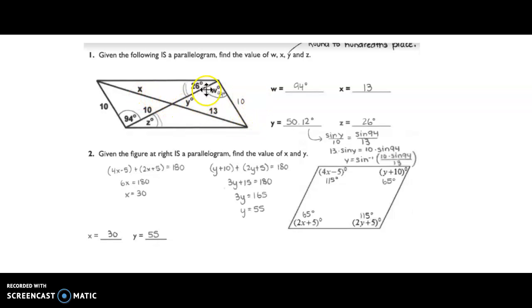And for Y, it looks like using 13 and 94, we use the law of sines. Because this side is 10, this right side has got to be 10. And so sine of Y over 10 is equal to sine of 94 over 13. So incorporating the law of sines here.